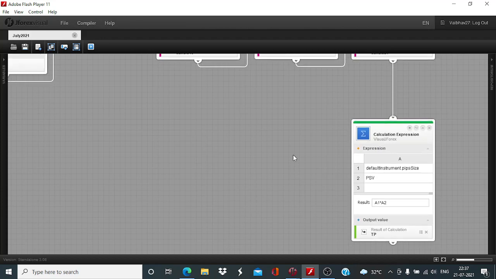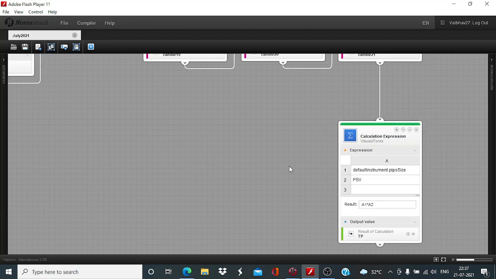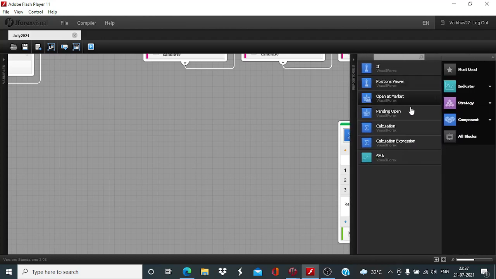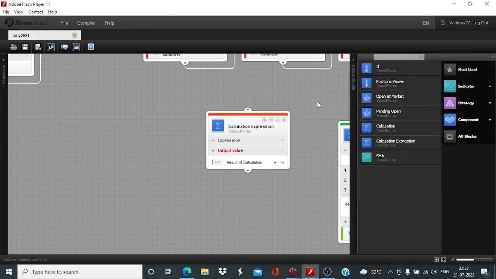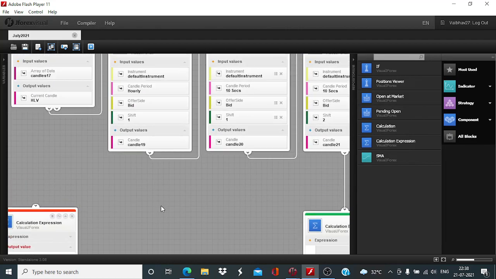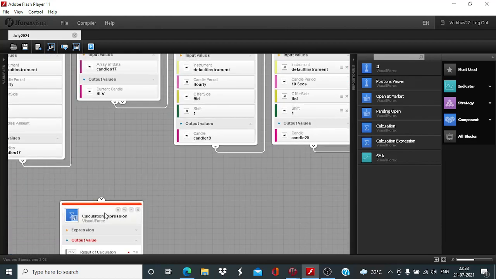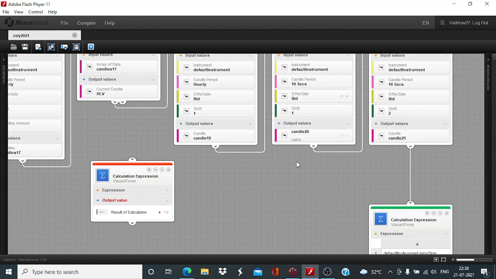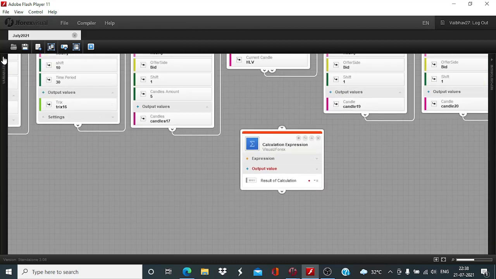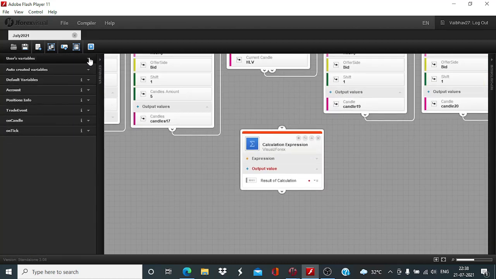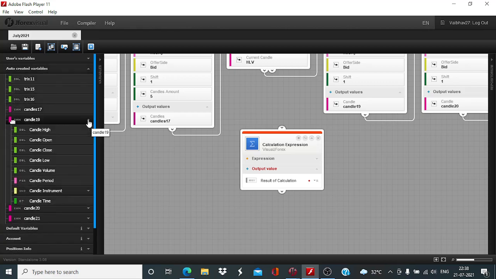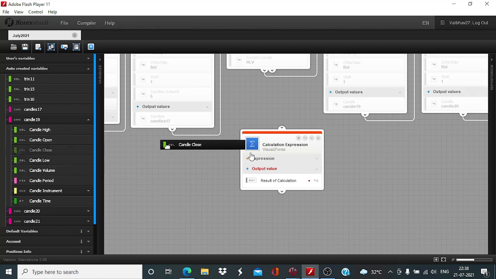and we will have to start with the calculation. Here we will have to define the difference between the last hour's candle close and the 5 hours candle low. So for that, I am going to take this calculation expression, and last hourly candle is candle 19, so I need to take candle 19's close, which can be found in auto created variables. Here it is.